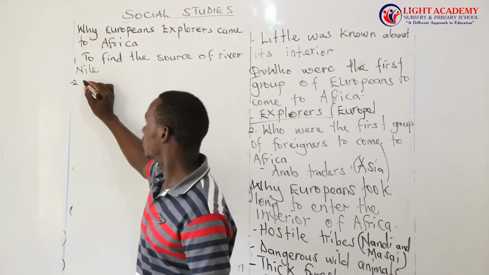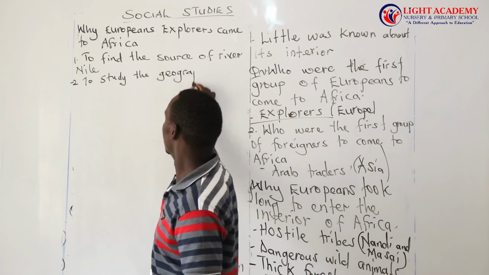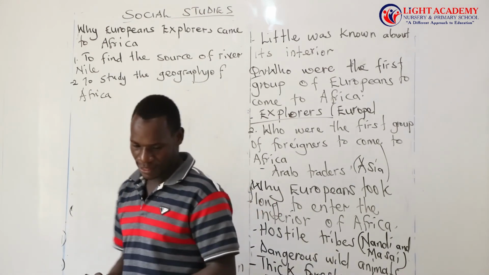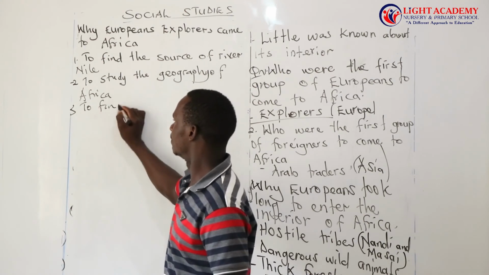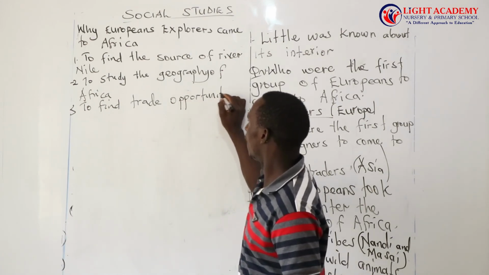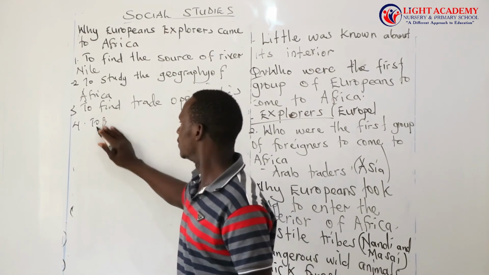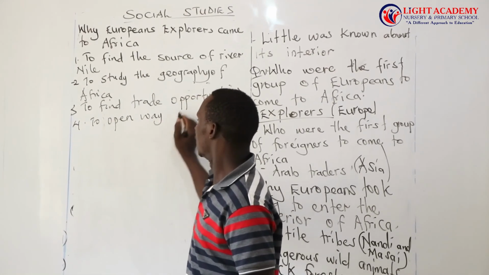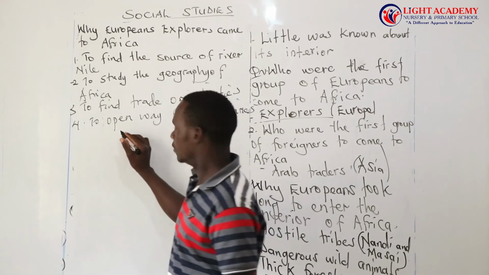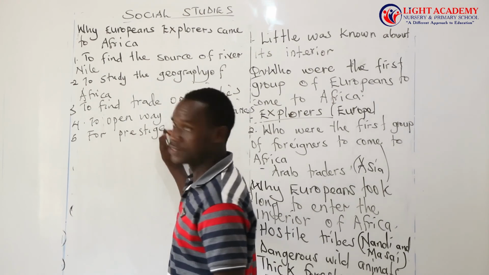Then number 2, to study the geography of Africa. Number 3, to find trade opportunities. Number 4, to open the way for missionaries. And lastly, for prestige.